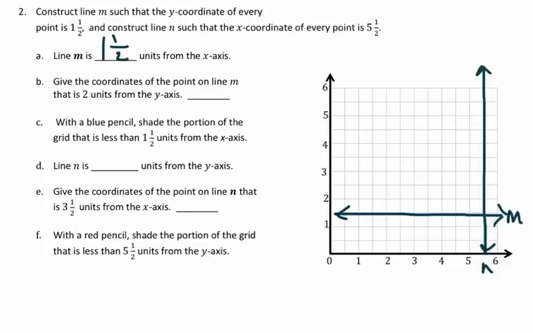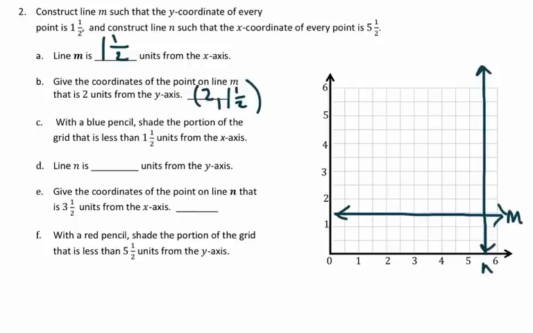Part B says give the coordinates of the point on line M that is 2 units from the y-axis. Okay, so the y-axis runs vertically here, and we want a point on line M that's 2 units away. So it would be right here, and the coordinates for that point would be, let me put it in here, 2 and 1.5. Remember, all of the y-coordinates on line M are 1.5.